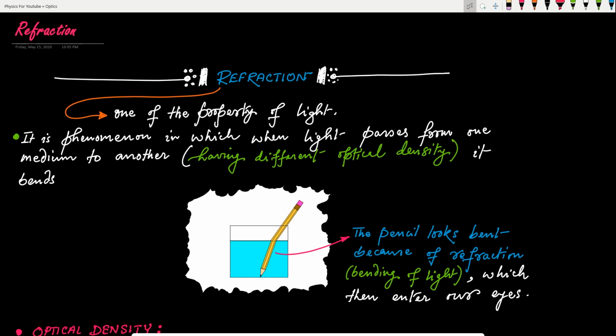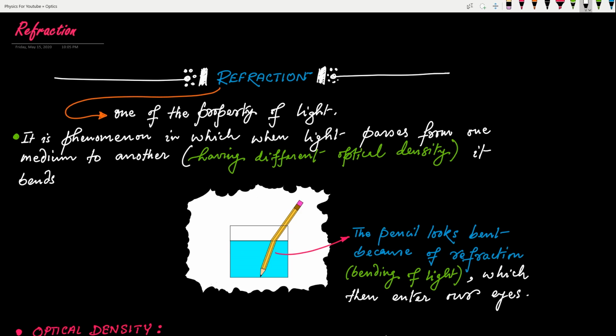So let's start with the definition of refraction. What is refraction? Very easy. Refraction is one of the properties of light. Light has many properties. One of the properties that we learned earlier for light was reflection, isn't it? Now the second property that we'll be learning is refraction.